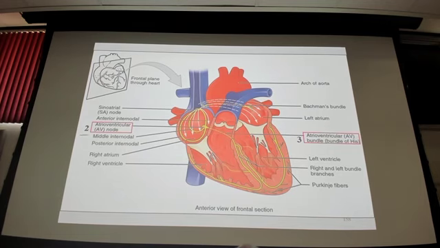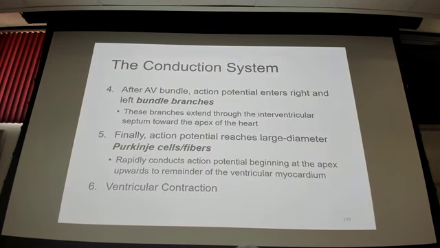Atrioventricular node, number 2. AV bundle of His, number 3. The AV bundle splits into the bundle branches. I'm sure at this point you've heard of the right and left bundle branches. Down through the bundle branches, and then at the bottom, which is the apex, remember, they split into Purkinje fibers. And those Purkinje fibers have their tendrils all the way up to the top of the ventricular walls. So we go AV node, AV bundle, bundle branches, Purkinje fibers.